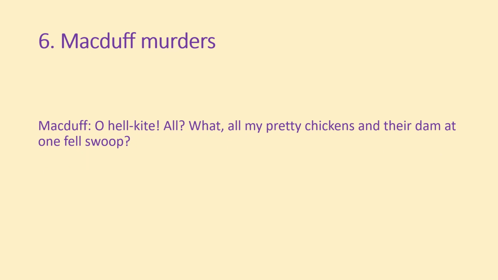Here we've got the Macduff murders. So Macduff's response is very interesting. He says, "Oh, hell-kite! All? What, all my pretty chickens and their dam at one fell swoop?" So he is absolutely horrified that Macbeth has stooped so low as to murder his wife and children, the innocents in this, particularly in the Jacobean era.